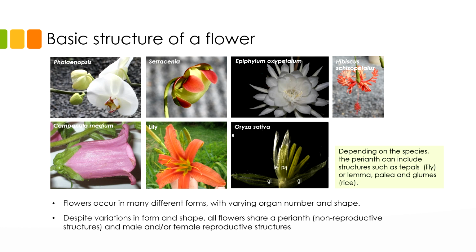Flowers occur in many different forms and shape with varying number of organs as illustrated by examples in this slide. Despite these variations, all flowers have a perianth or the non-reproductive structures and the stamen and the carpel, which are the male and female reproductive part respectively. Depending on the species, the perianth can be composed of tepals as in the case of the lily flower. Tepals are undifferentiated whorls that are composed of few sepals and petals. In some plants, the flowers will have lemma and palea and glumes instead of the regular sepals and petals, as in the case of rice.